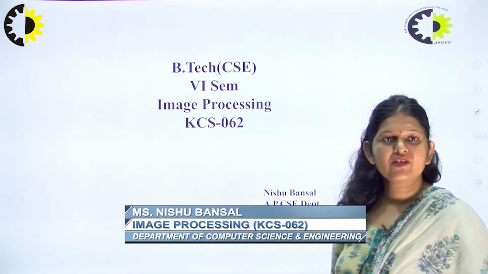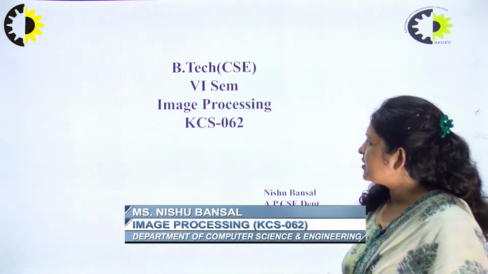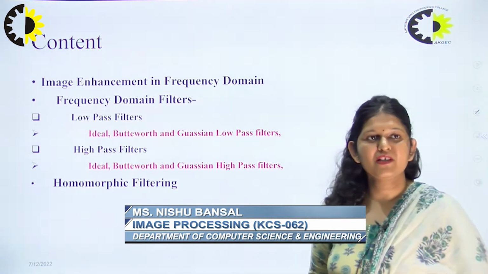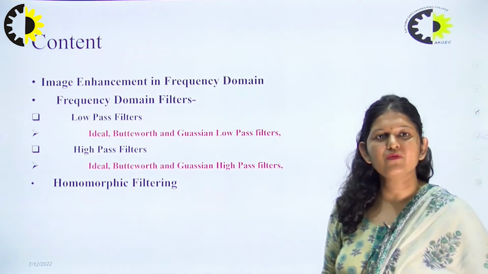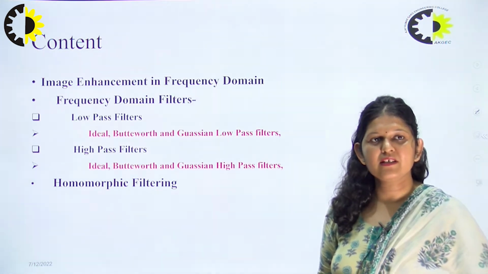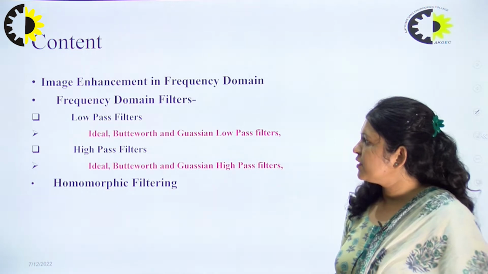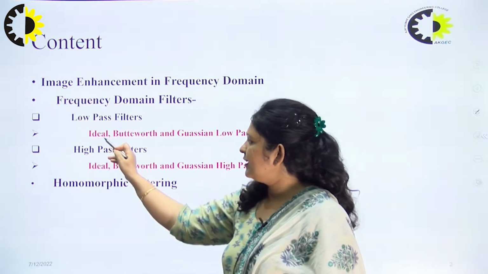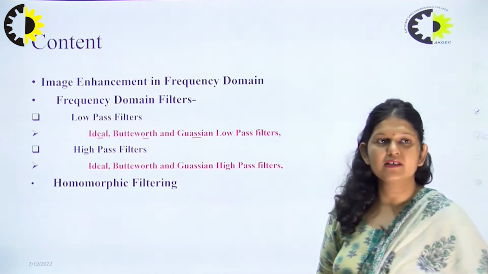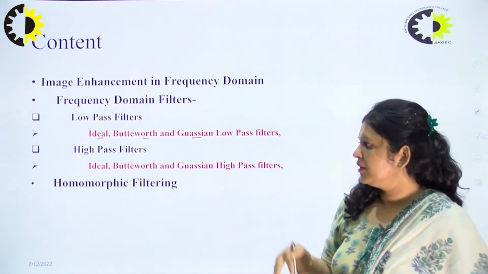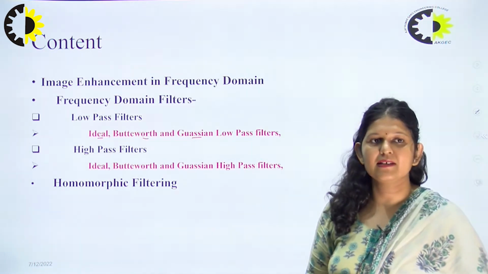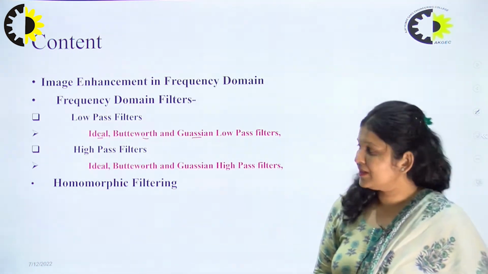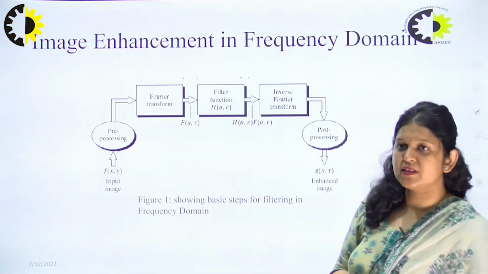Today we will see the next lecture series on the topic image processing KCS 062. These are the contents of the video, that is the image enhancement in the frequency domain. In the earlier video we have seen the image enhancement in the spatial domain, and we will see the frequency domain filters, that is the low pass filters. In the low pass filters we have the ideal, Butterworth and Gaussian low pass filters, and in the high pass filters we have the alternative for the low pass filters, that is the ideal, Butterworth and Gaussian high pass filters. At last we will see the homomorphic filtering. So let's start with the image enhancement in the frequency domain.